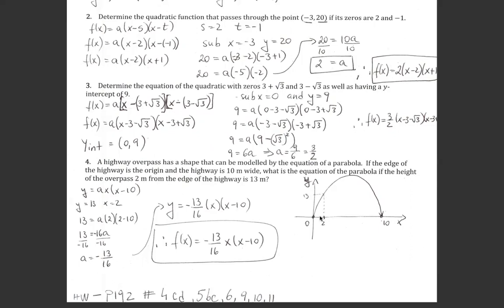Okay, so first of all, let's go back to the first 2 sentences. What information is given in the first 2 sentences? To be more exact, in the second sentence. If the edge of the highway is the origin, that means this is one of the zeros, and the highway is 10 meters wide, which means this one is the other zero. So essentially, we know the 2 zeros, which means we can put this equation into the factored form.